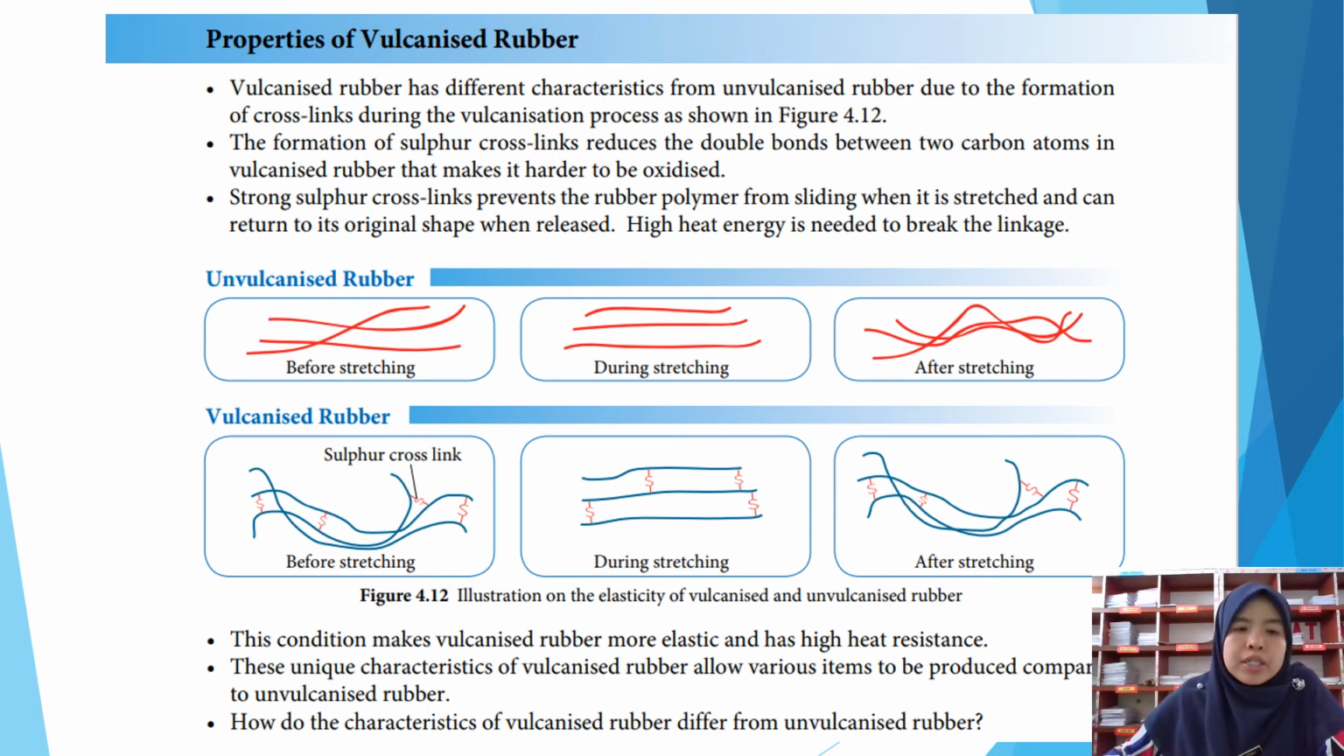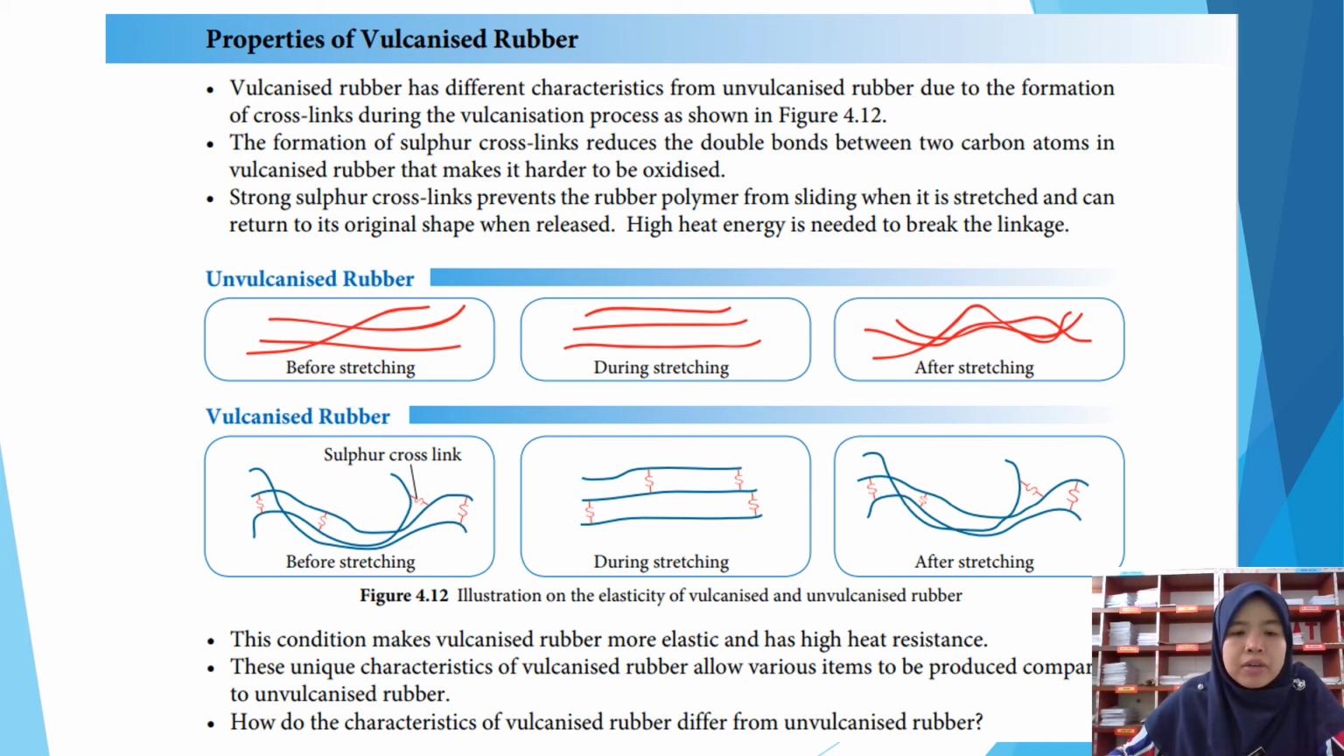Okay, so this condition, the formation of sulfur cross-link reduces the double bond between two carbon atoms in vulcanized rubber that makes it harder to be oxidized. Strong sulfur cross-links prevent the rubber polymer from sliding when it stretches and can return to its original shape when released. High heat energy is needed to break the linkage. Okay, so that's why the vulcanized rubber is harder.